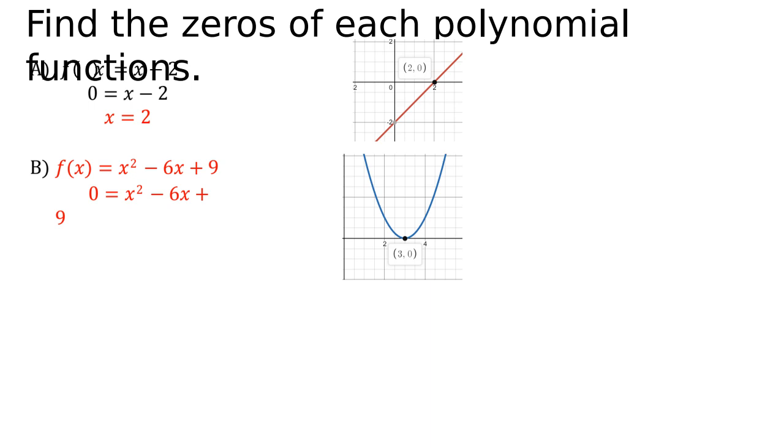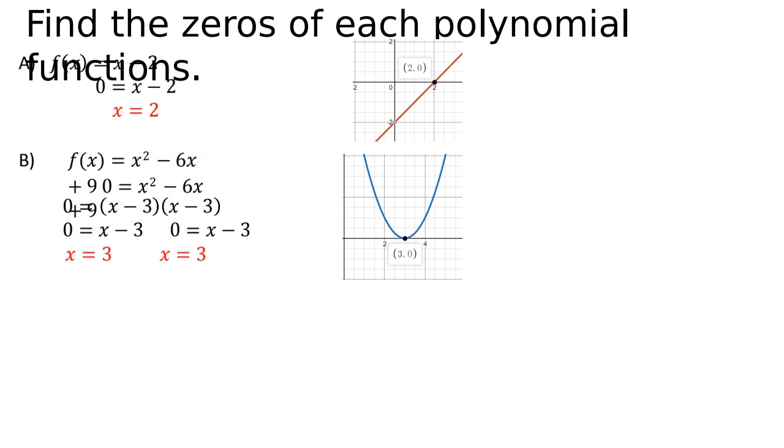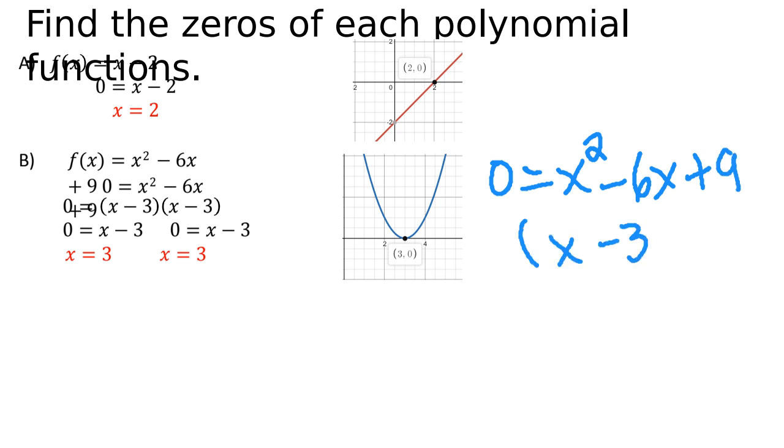And then for the second one, it has an x squared, and this one is going to be a parabola. So one of the things we can do is factor, or we can use the quadratic formula. So this one, let's factor it. We have 0 equals x squared minus 6x plus 9. So two numbers that when I multiply them give me positive 9, and when I add them give me negative 6. This one should be a 3.